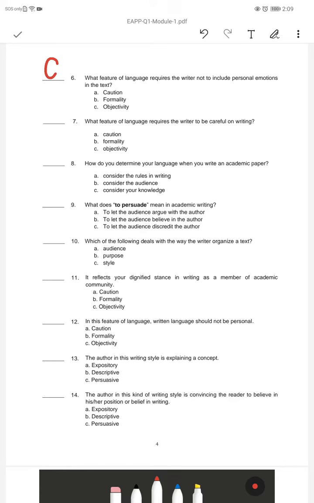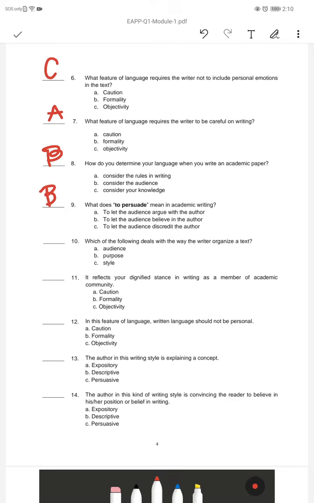Seventh item. What feature of language requires the writer to be careful in writing? The answer is A, caution. Eighth item. How do you determine your language when you write an academic paper? The answer is B. Consider your audience. Later you'll find out why. Ninth item. What does to persuade mean in academic writing? The answer is B. To let the audience believe in the author.